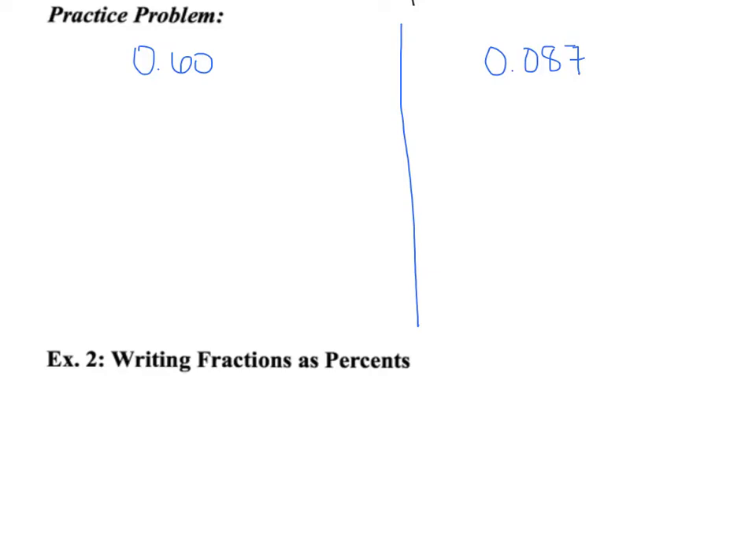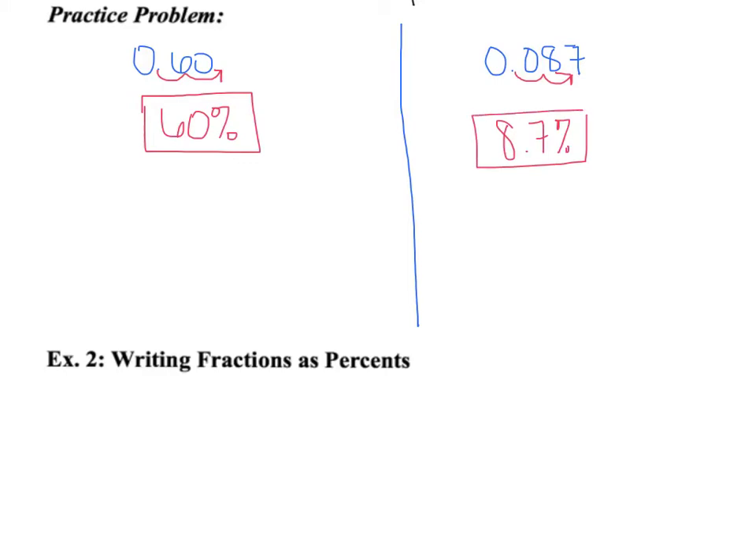Okay. So I'm going to go ahead and move the decimal 2 places to the right, tack on my percent sign. So 60 hundredths becomes 60%. Now over here on 87 thousandths, again I'm going to move my decimal 2 places to the right, and that would be 8 7/10%. How'd you do?